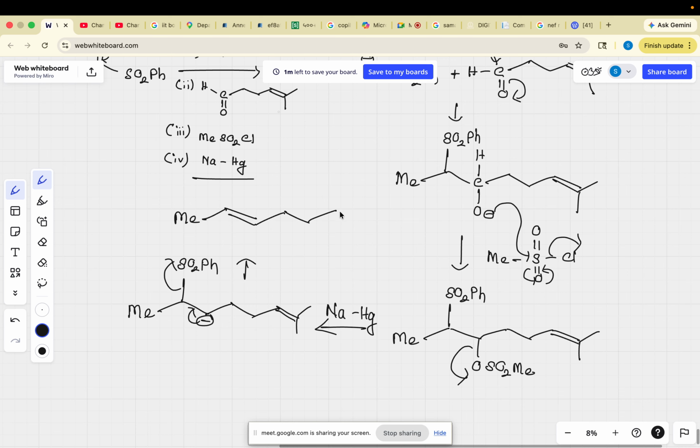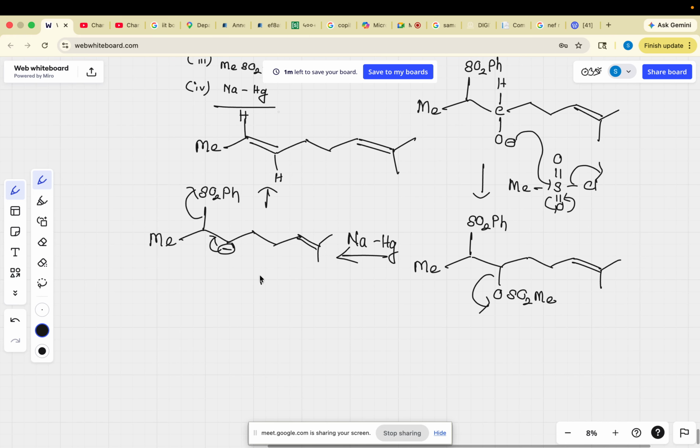this thing. So that will be your final product. See, these hydrogens, they are trans to each other. Don't draw the product like this. If you are doing like this, suppose you are getting double bond here, then you are drawing methyl this side and this side.